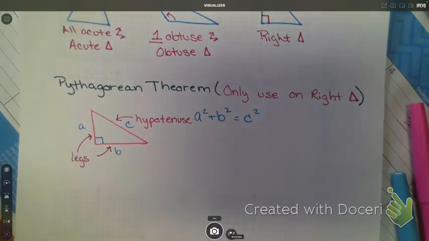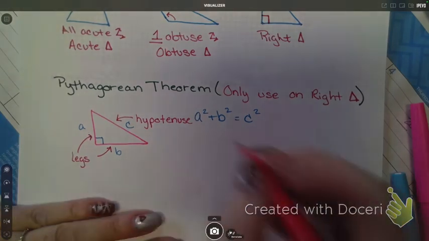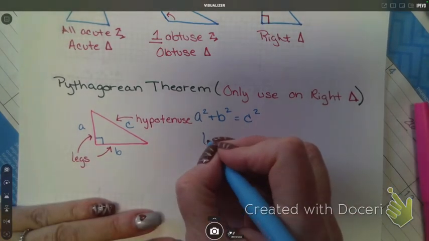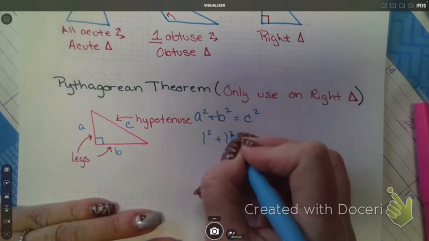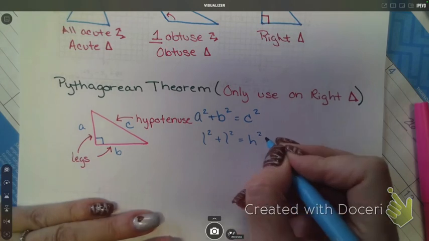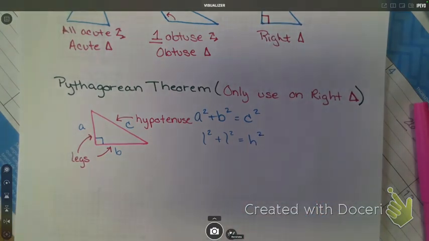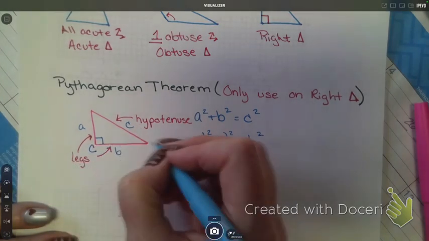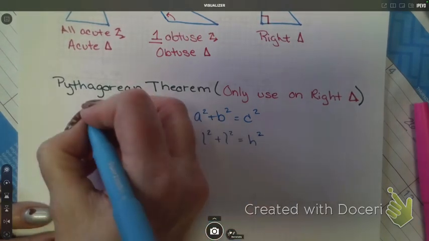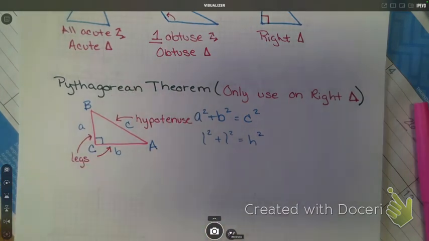They're the legs. A and B are the legs, they make the right triangle. C is the longest side. So could I write this as legs squared plus legs squared equals the hypotenuse squared? Sure. Is the hypotenuse always going to be named c? No. We get these names because this would be angle C, this would be angle A, and this would be angle B. Angles are labeled with capital letters, sides are labeled with lowercase letters.